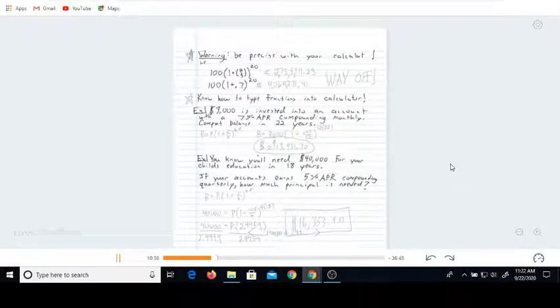Now, a quick warning here. The most difficult part of this finance lecture and finance unit is just being familiar with your scientific calculator. You have to be precise. So if I type this into my calculator, 100 times 1 plus 2/3 raised to the 20, here's what I get.